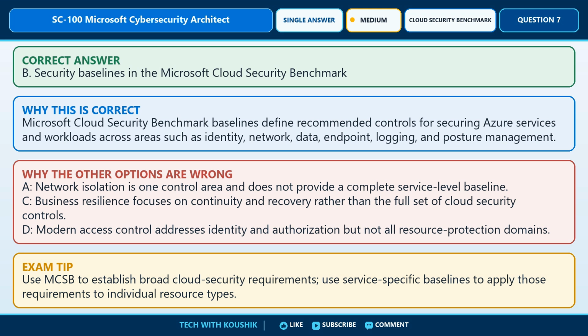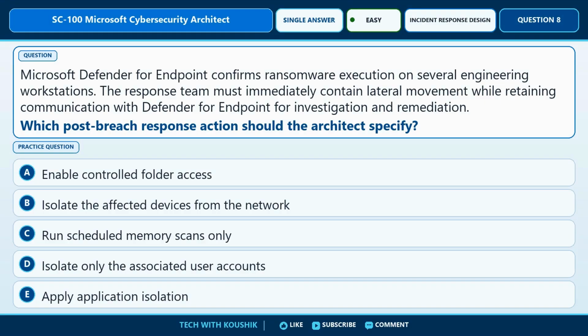Exam tip: use MCSB to establish broad cloud security requirements. Use service-specific baselines to apply those requirements to individual resource types. Question number 8. Scenario: Microsoft Defender for Endpoint confirms ransomware execution on several engineering workstations. The response team must immediately contain lateral movement while retaining communication with Defender for Endpoint for investigation and remediation. Which post-breach response action should the architect specify?